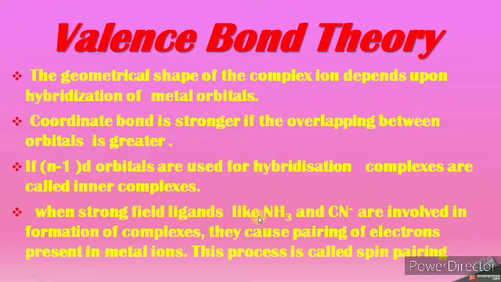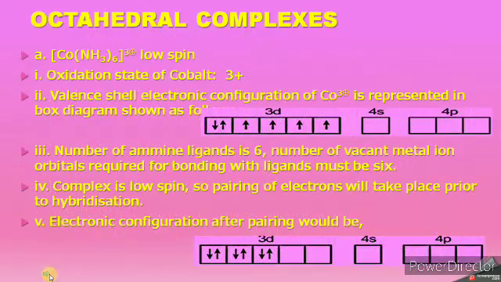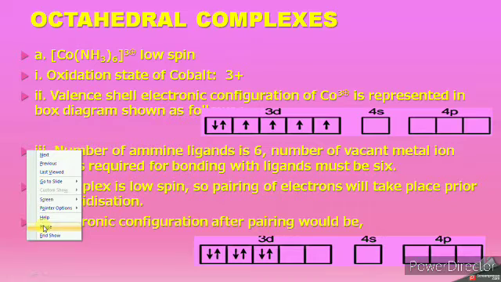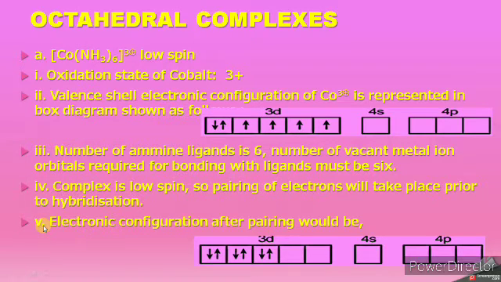When strong field ligands like NH3 and cyanide are involved in the formation of a complex, they cause pairing of electrons present in the metal ion before hybridization, and this process is called spin pairing. So what is this spin pairing? We will discuss it while discussing the example. So let us see the formation of an octahedral complex with the first example, Co(NH3)6 3+, with low spin.